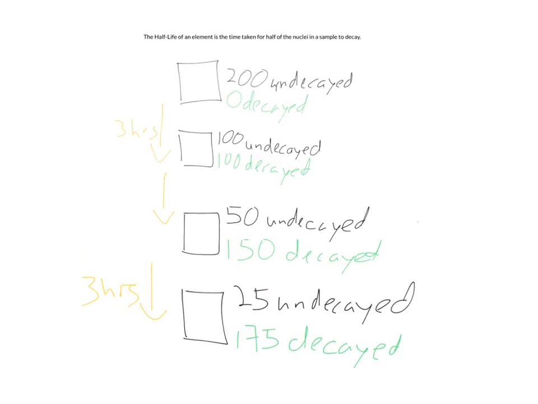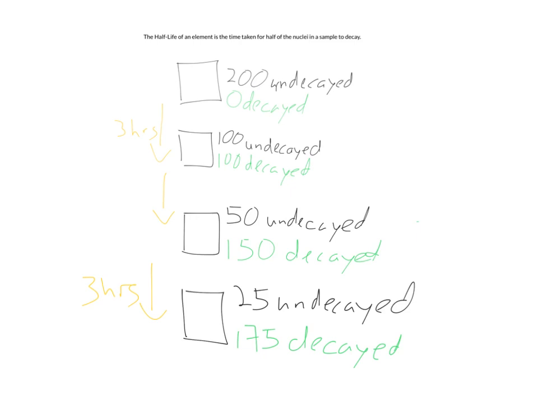So the reason we call it a half-life then, is because the amount of undecayed nuclei halves after each half-life. So after 3 hours it halves, after another 3 hours it halves again, after another 3 hours it halves again. After another 3 hours, what do you think the amount of undecayed nuclei will be? Pause the video and press play when you're ready to find out.